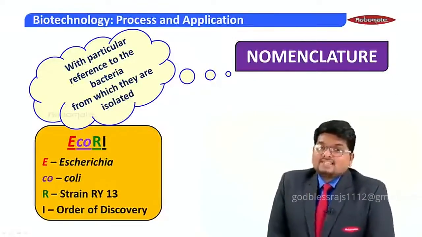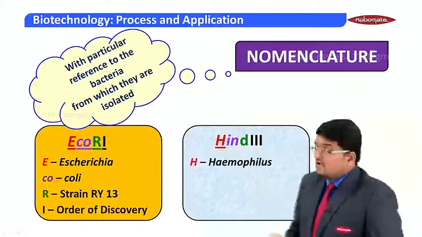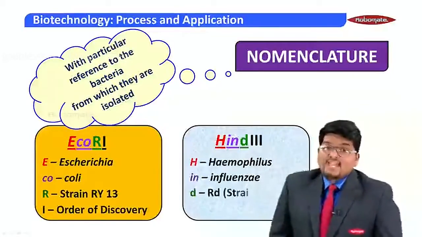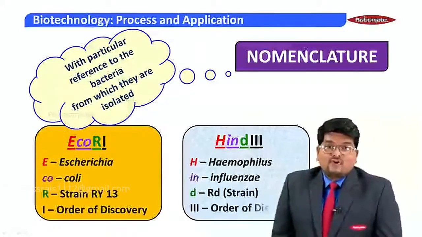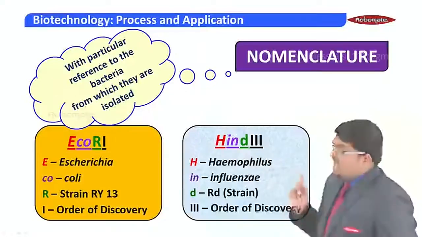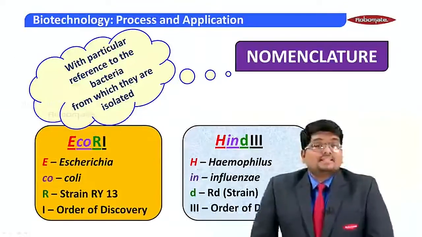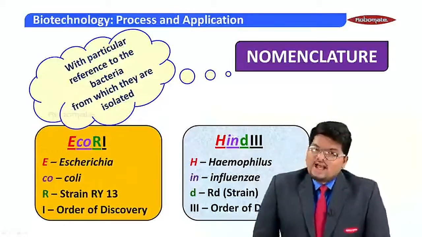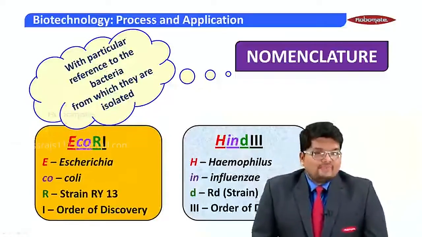Now let us take an example of another enzyme, which is known as HindIII. Here H stands for Haemophilus, in stands for influenzae, d stands for the Rd strain, and the Roman numeral III stands for the order of discovery. So HindIII is the enzyme that has been isolated from Haemophilus influenzae of Rd strain, and it is the third enzyme that has been isolated from the said organism. So that is how our restriction endonucleases are named. Remember that very well, students.